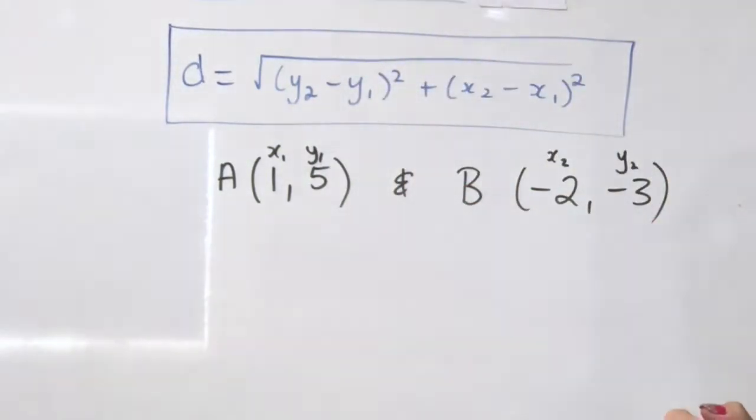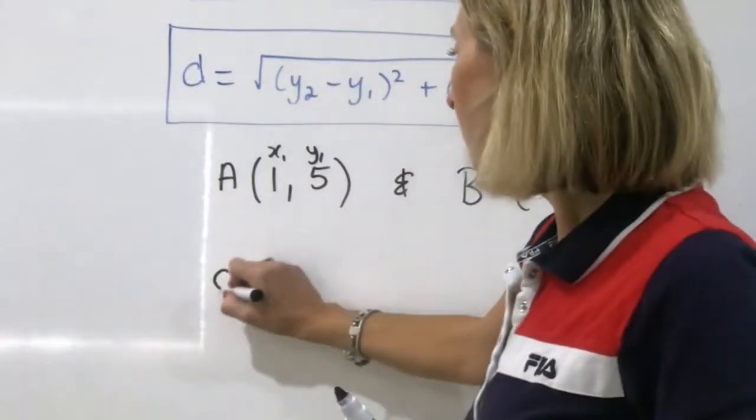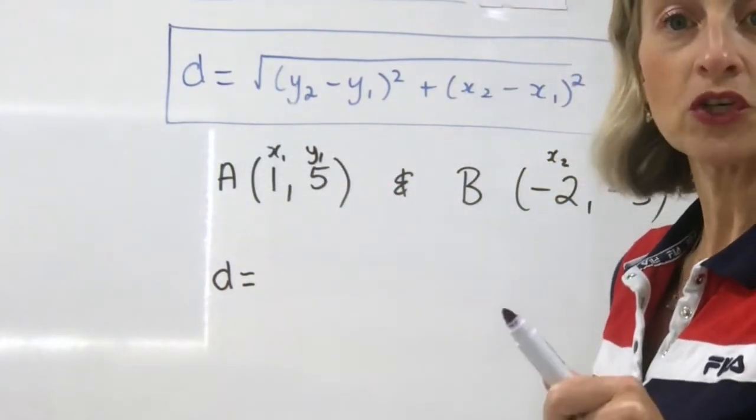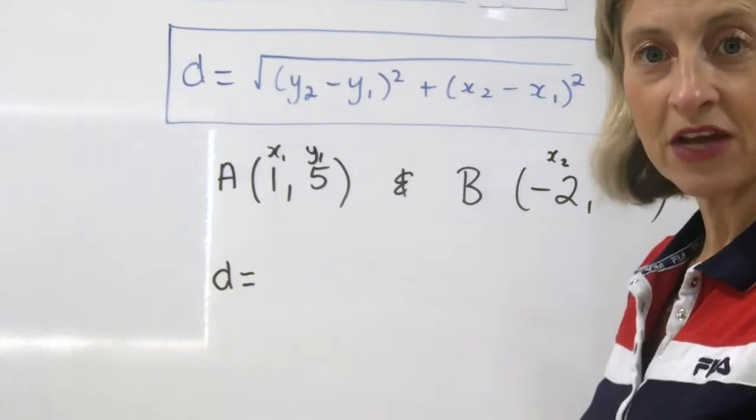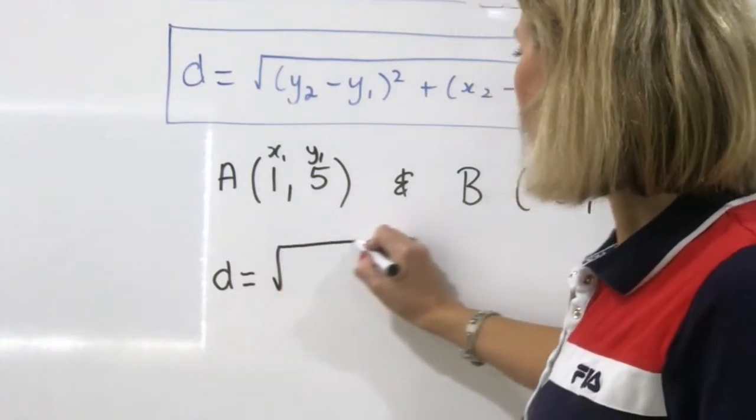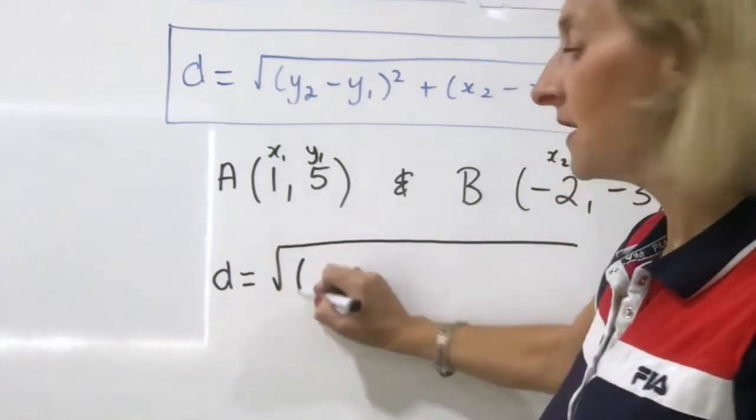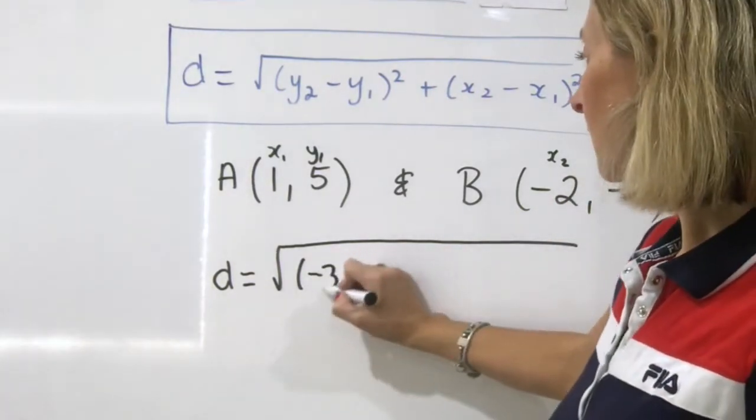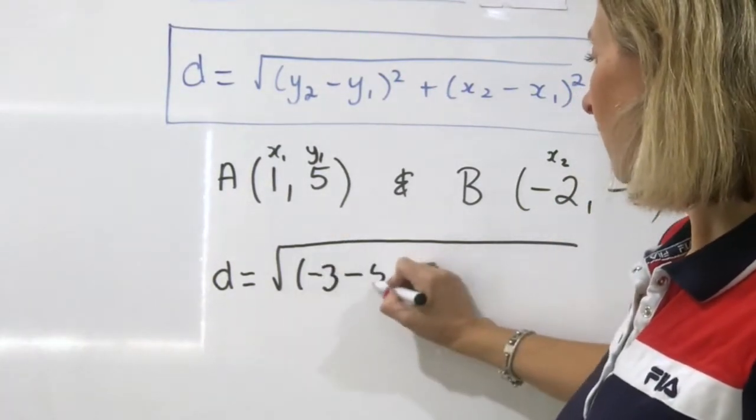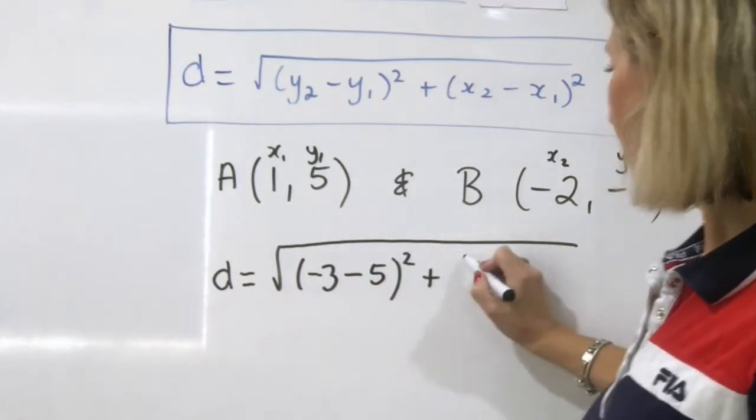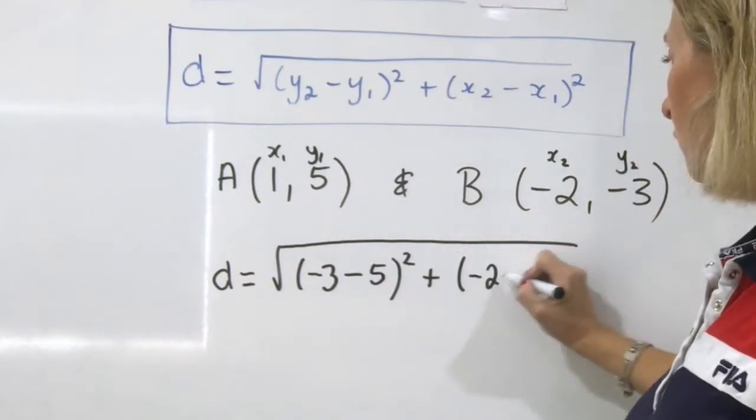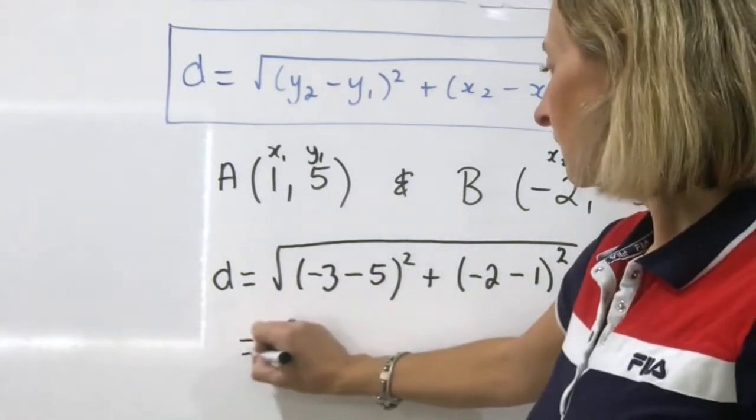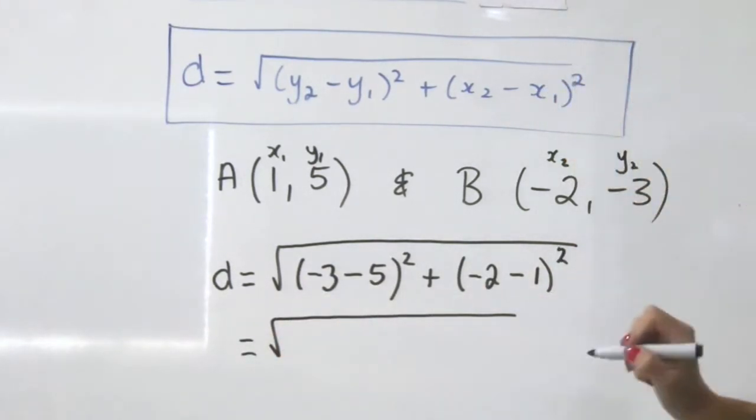I'm going to use the formula first. So I have the formula already written up there. If you didn't have the formula at the top of the page, then you would need to write down the formula. And all I need to do is to sub in the numbers into the right spot. So y2 is -3, minus y1 is 5, all squared, plus x2 is -2, minus x1, which is 1, all squared. And then I just need to work them out.